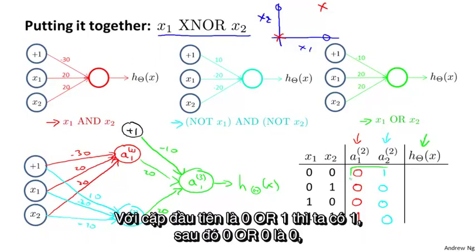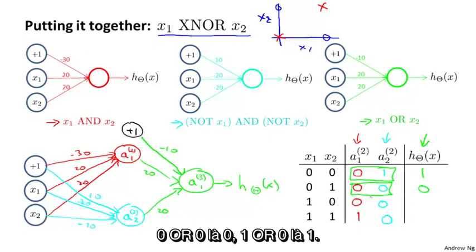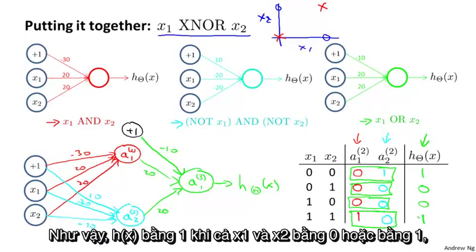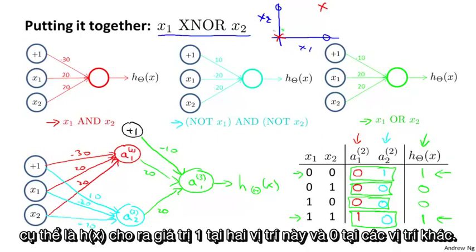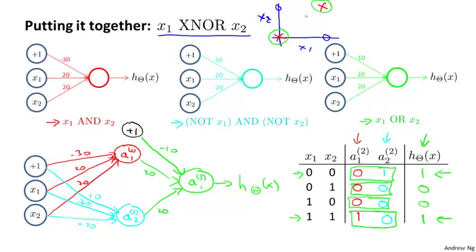For the first entry, 0 or 1 is going to be 1. Then next, 0 or 0, which is 0, 0 or 0, which is 0, 1 or 0, and that falls to 1. And thus h of x is equal to 1 when either both x1 and x2 are 0, or when x1 and x2 are both 1. And concretely, h of x outputs 1 exactly at these two locations, and it outputs 0 otherwise.